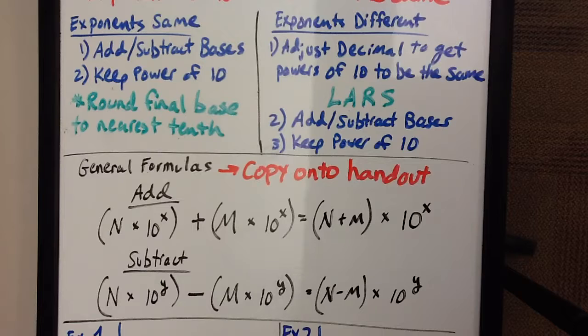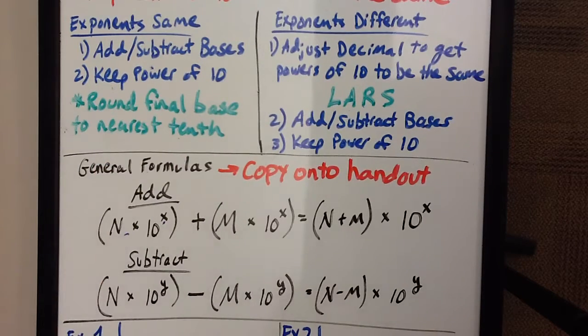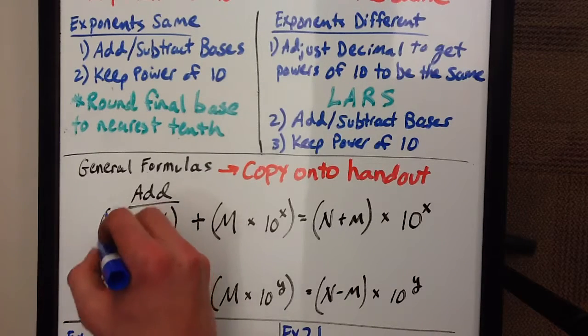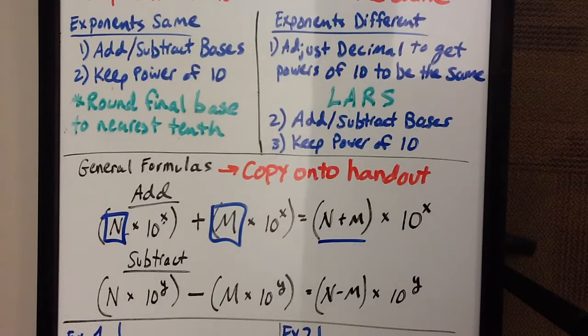So here's the addition one. If you have a number n times 10 to the power of x plus a number m times 10 to the power of x, this is how you would go about solving it. Since the exponents are the same, we need to add or subtract the bases. So the exponent is x, exponent is x. So that tells me I can add these bases together. So I add n plus m. That's represented right there. The base n plus the base m. That would be step 1. Step 2 would be to keep the power of 10.